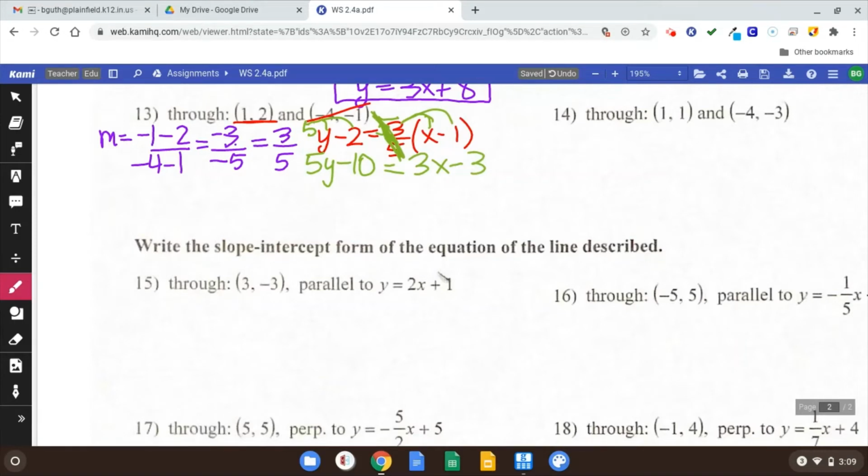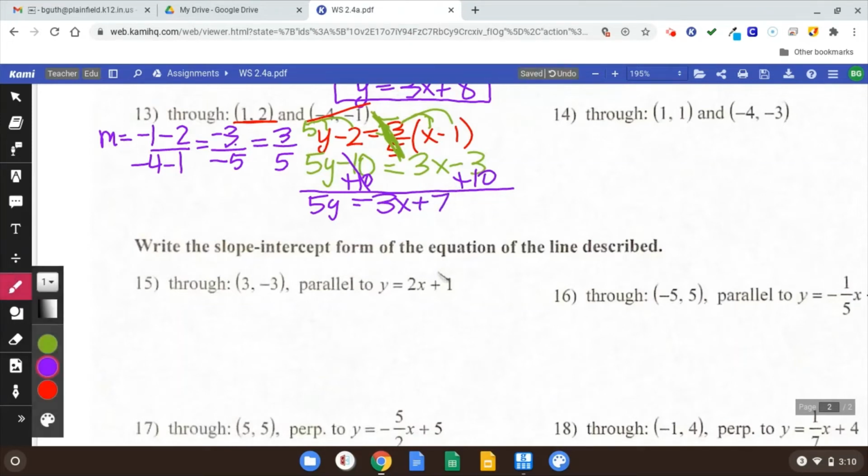In order to have slope-intercept form, we want to get y by itself. So add this 10. And I see 5y equals 3x. Negative 3 plus 10 is plus 7. Almost there. One more step.